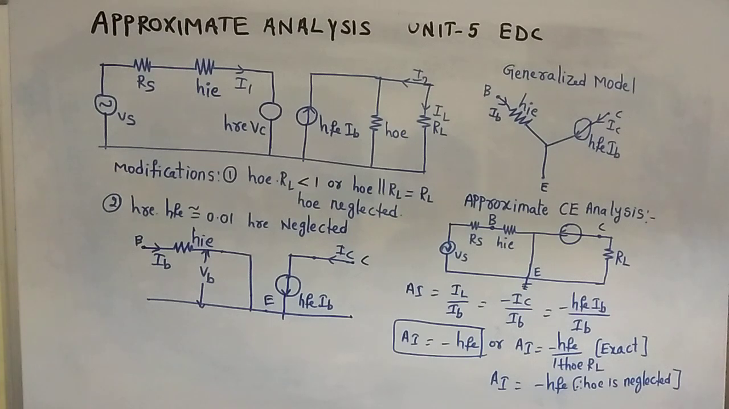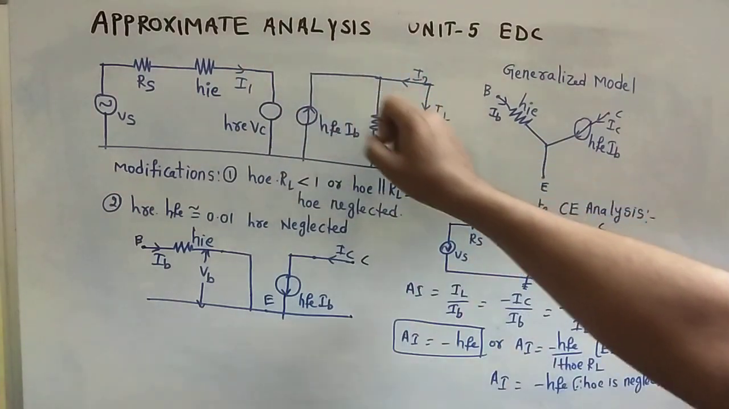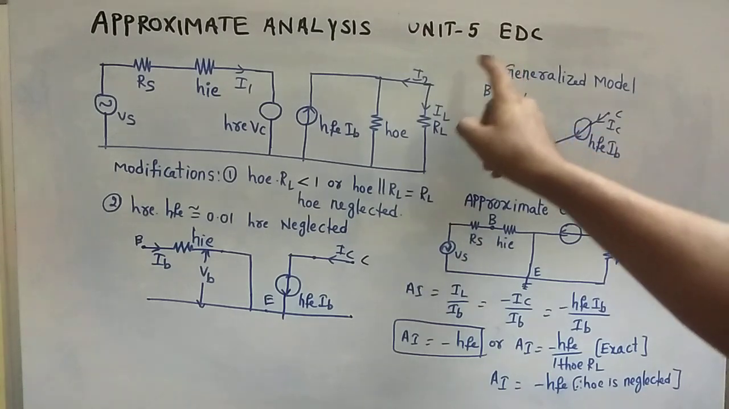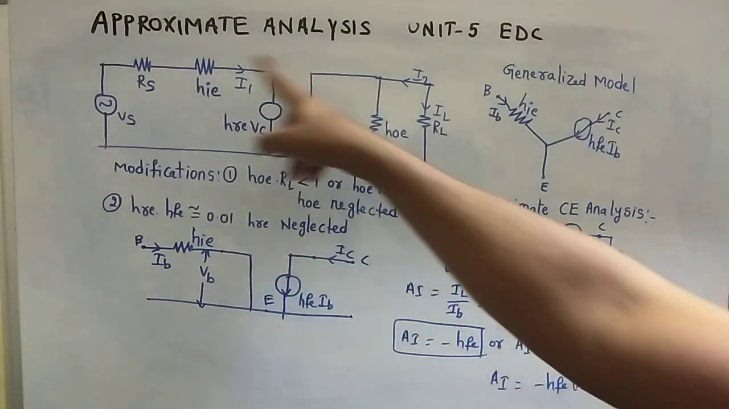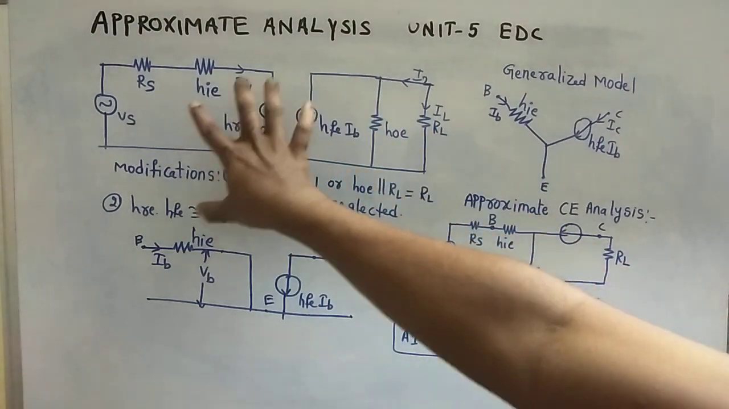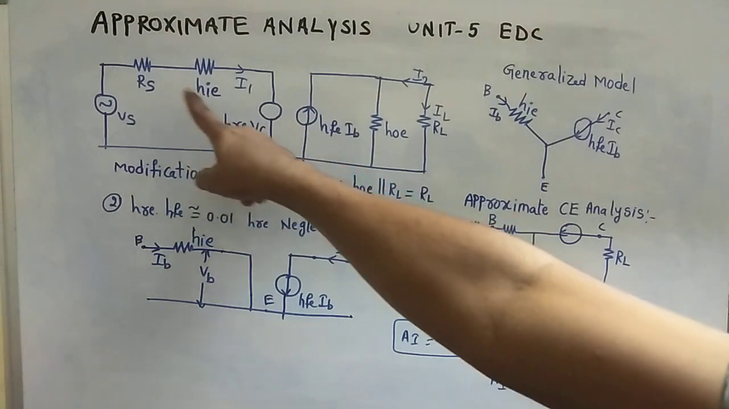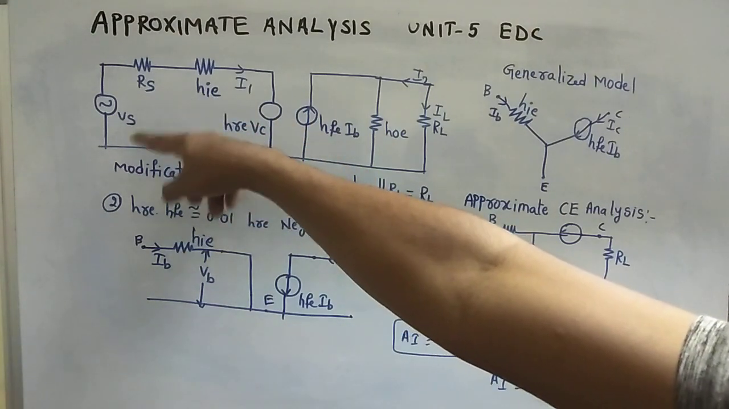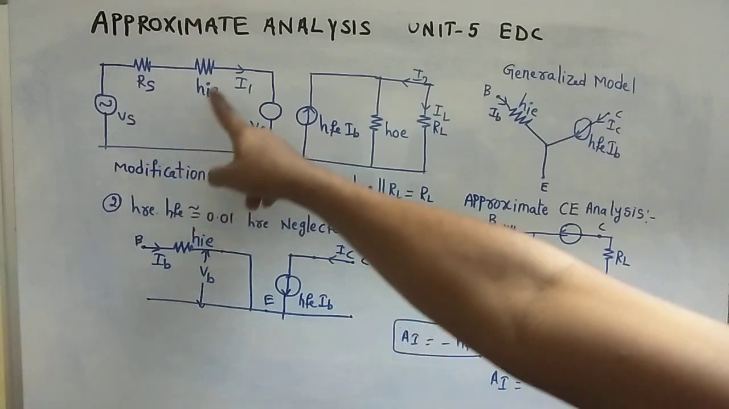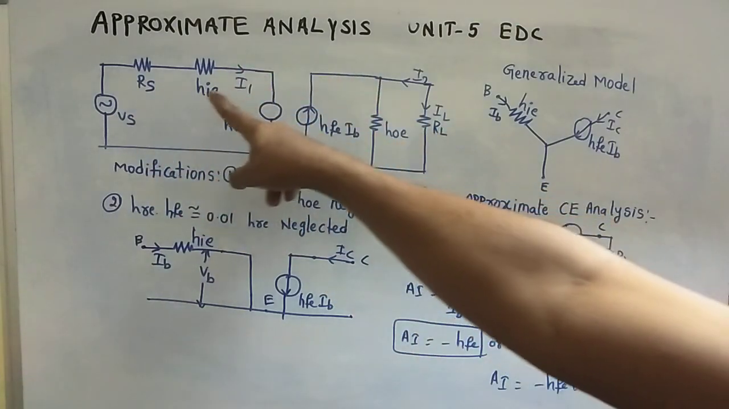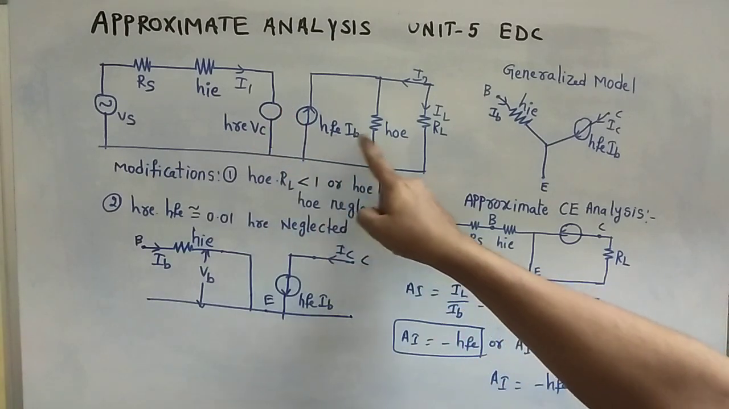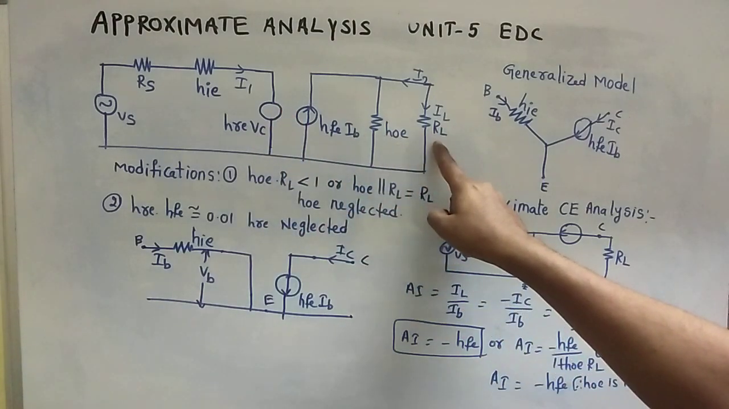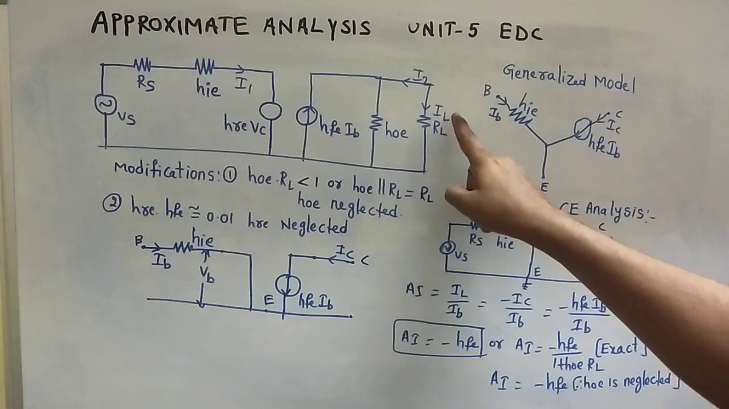Hi everyone, today we'll discuss approximate analysis, Unit 5 in EDC. Approximate analysis is also one of the most important topics in EDC. This is the exact model we discussed in the last class. Exact hybrid model: Rs and Vs, source resistance and source, followed by the hybrid model, hie and hre into Vc, hfe into Ib, hoe, RL, and the load current is IL.